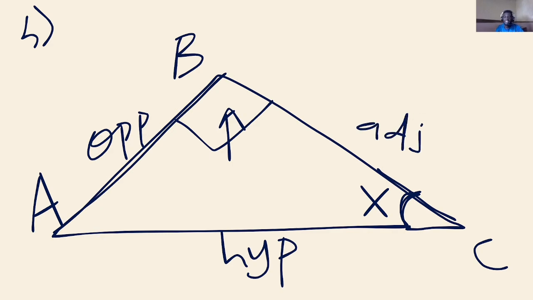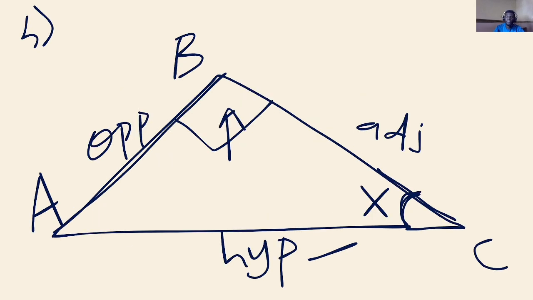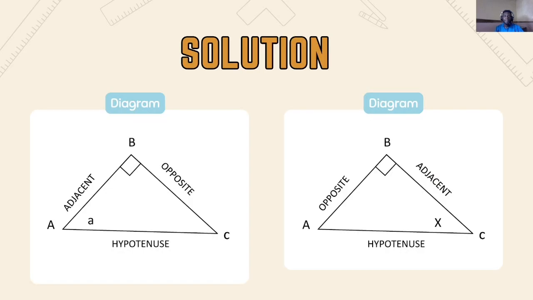So you can see that in both case A and case B, the hypotenuse remains the same. So what changes is the adjacent and the opposite. And what is responsible for the changes is your angle of interest. So this is the solution. You can cross-check with yours. If you get it correctly, congratulations. You are already getting the basics.